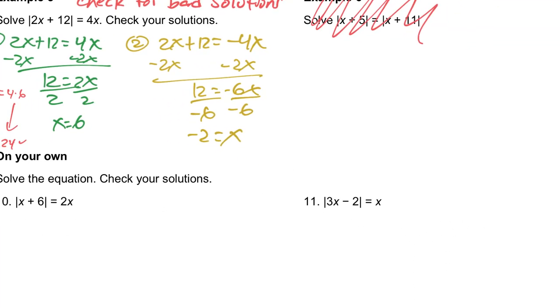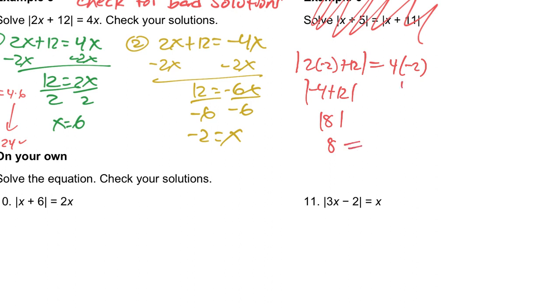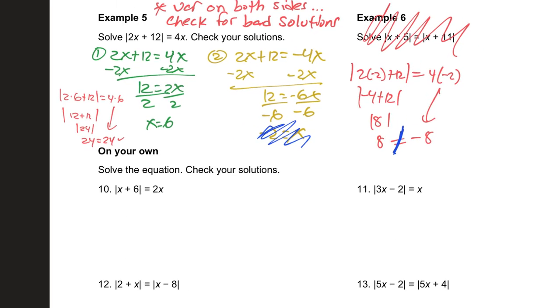Let's go to the second equation. Let's type in -2 in the original equation. 2 times -2 plus 12. Does that absolute value equal 4 times -2? So it's going to give me -4 plus 12, which gives me 8. The absolute value of 8 is 8. 4 times -2 is -8. Those do not match. So the -2 we cross off, it cannot be an answer. So our only solution is x equals 6. All right.